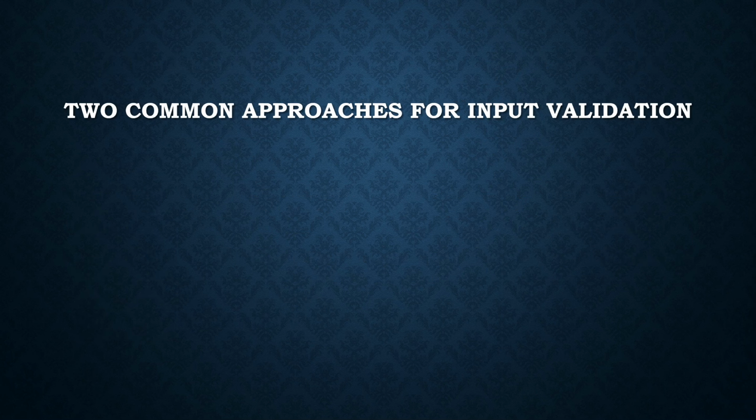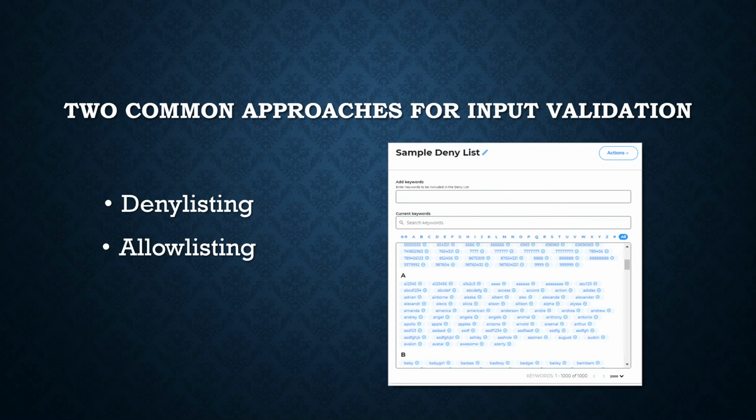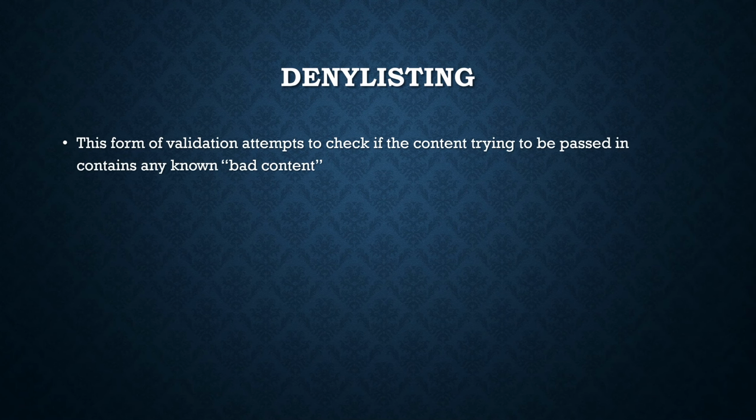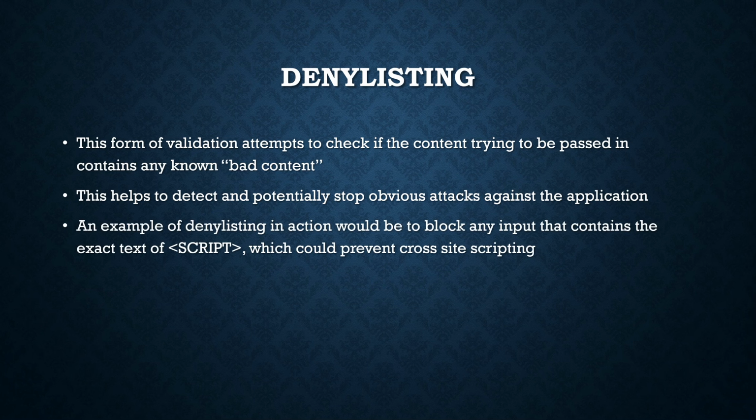There are two common approaches for input validation, deny listing and allow listing. Here we see an example of a deny list that's populated with keywords that the application will look for. With deny listing, the form of validation attempts to check if the content trying to be passed in contains any known bad content. This helps to detect and potentially stop obvious attacks against the application.